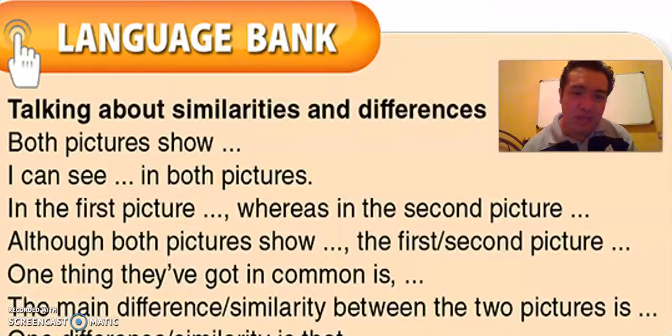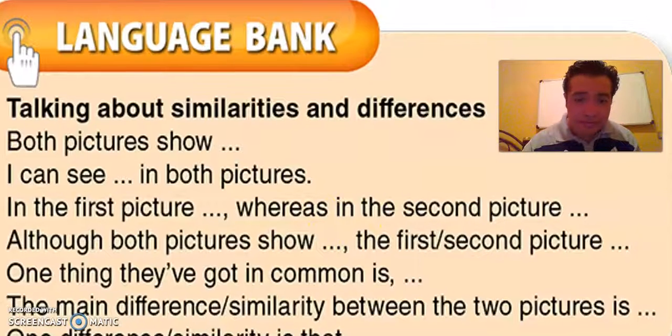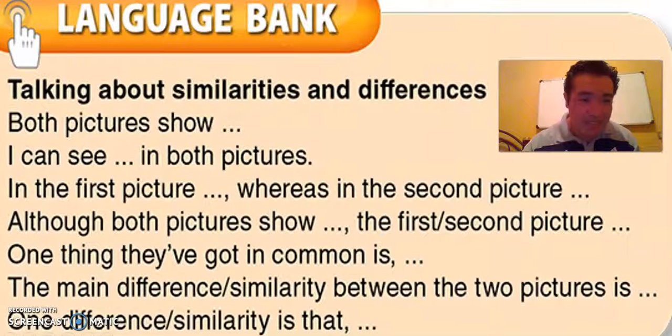Another expression to talk about similarity is this one. One thing they've got in common is that they have animals, is that they have houses, is that they are in the city, they were taken in the city, they were taken in the countryside, and so on. Then, let me move this a little bit. Then we have this one.